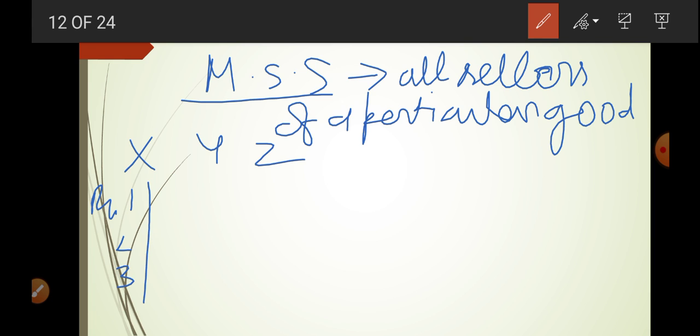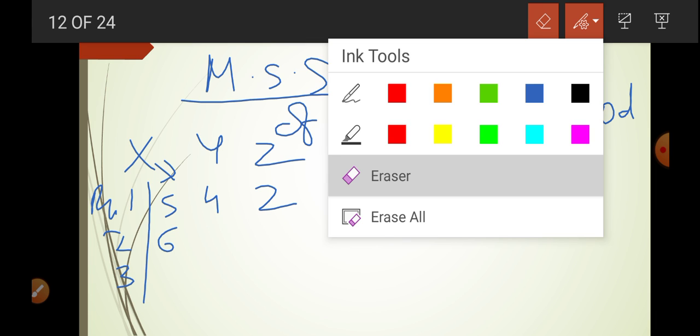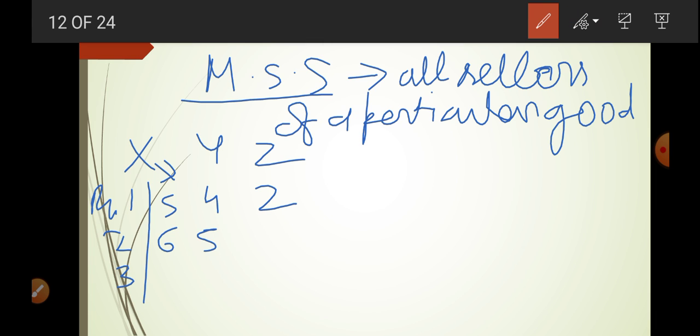If there are three sellers X, Y, Z and the prices are 1, 2, 3. At price 1, X is ready to sell 5, Y is ready to sell 4, and Z is ready to sell 2. When price increases to 2, X is ready to sell 6, Y is ready to sell 5, and Z is ready to sell 3. At price 3, X is ready to sell 10, Y is ready to sell 8, and Z is ready to sell 2.